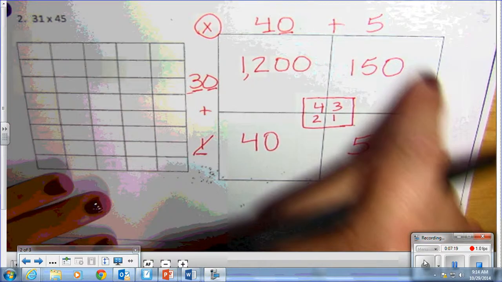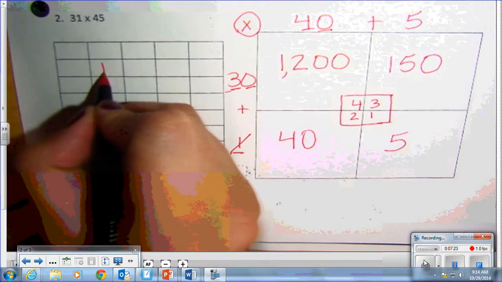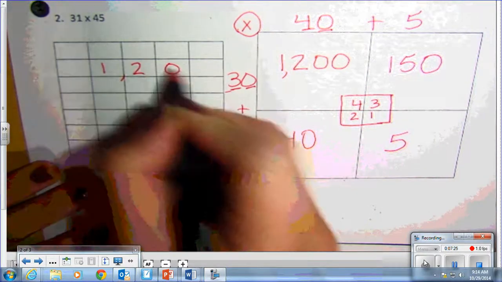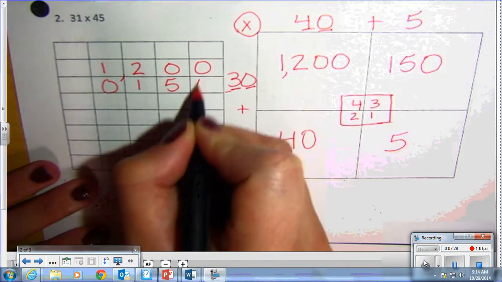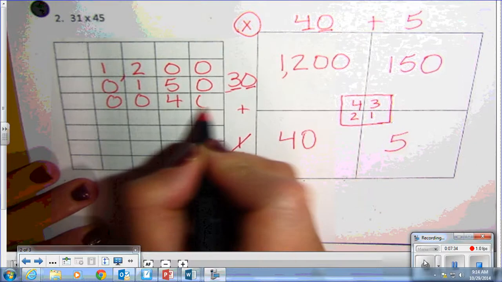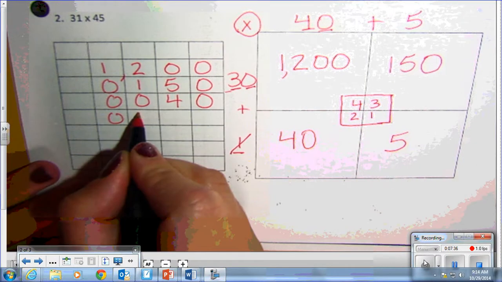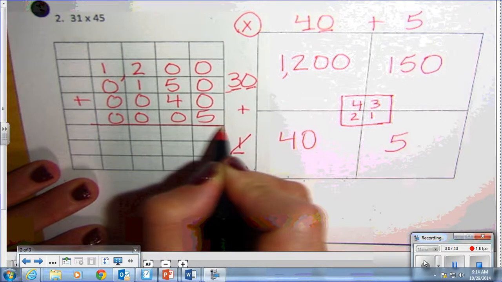So now I have all my numbers, and all I have to do now is what? Add them up. So I'm going to use all these nice boxes. They're so nice and neat for me. Like my friend said earlier, we're going to use that 0 as a placeholder. We're going to add them all up.